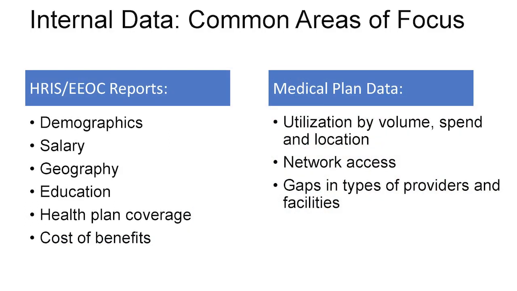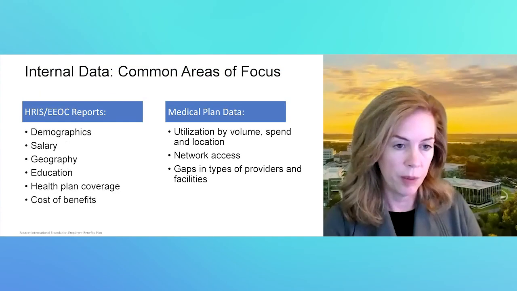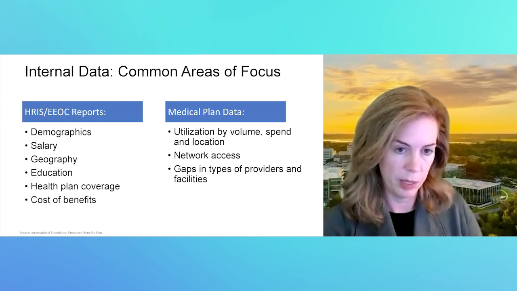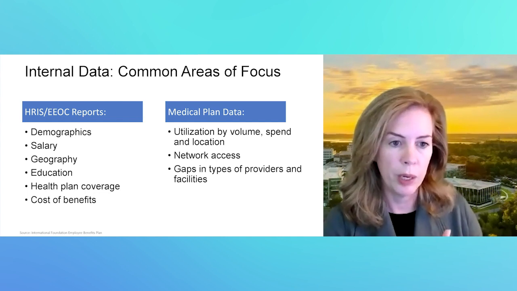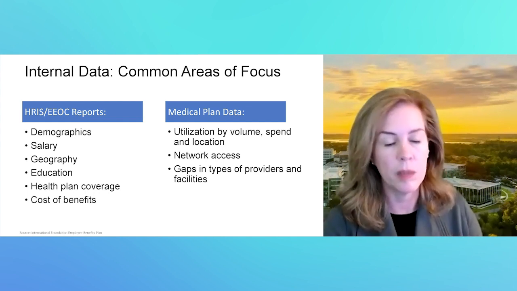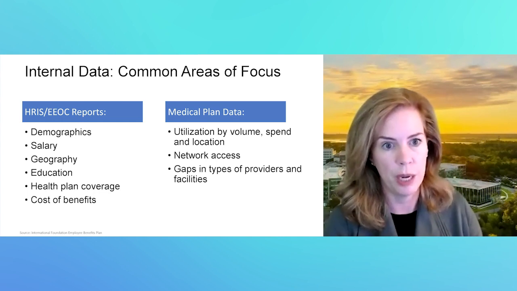For the HRIS EEOC type of report, you're looking at the demographics of your population, their salary, what their income is as an employee, and the geography: where are they living? I think many of yours are regional and not necessarily spread across the United States, but you're going to see their dependents living across the states, maybe in college towns. Then their education, what health plan coverage they take, and the cost of their benefits in relation to their salary.